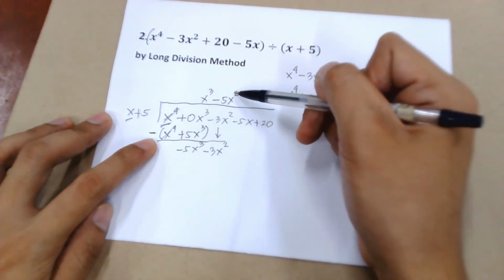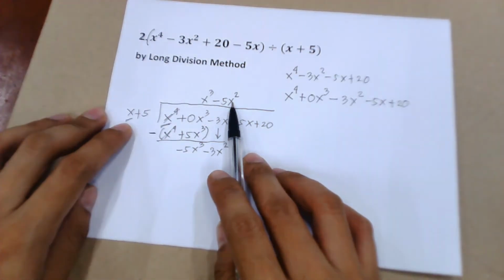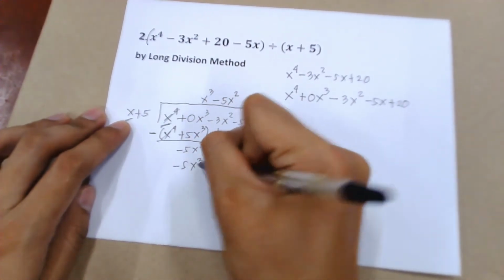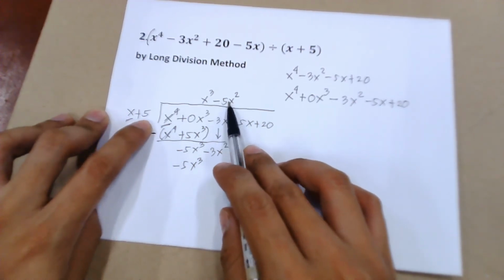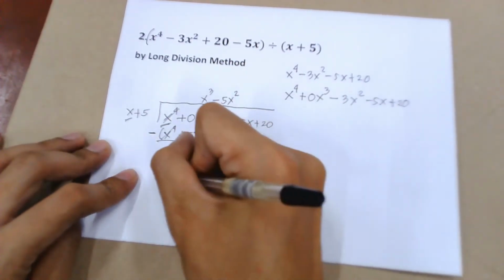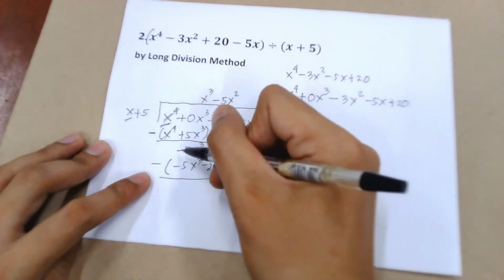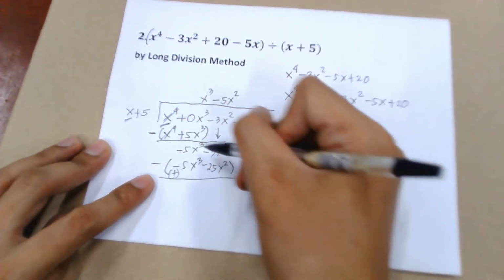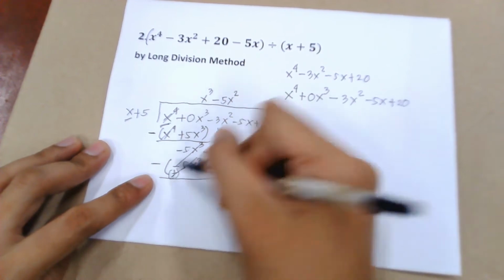The exponents here are aligned. Okay, negative 5x squared, distribute to the divisor. Negative 5x squared times x, that is negative 5x cubed. Next, negative 5x squared times 5, that is negative 25x squared. So, subtract. Negative, negative, this becomes positive. So negative 5x cubed plus 5x cubed, cancel.